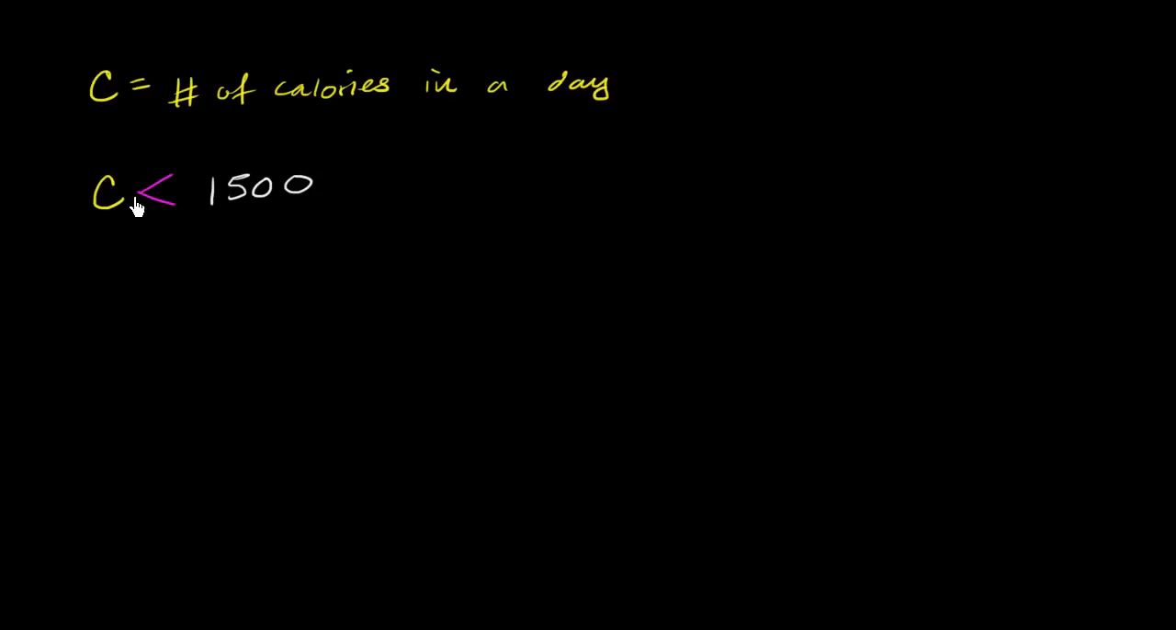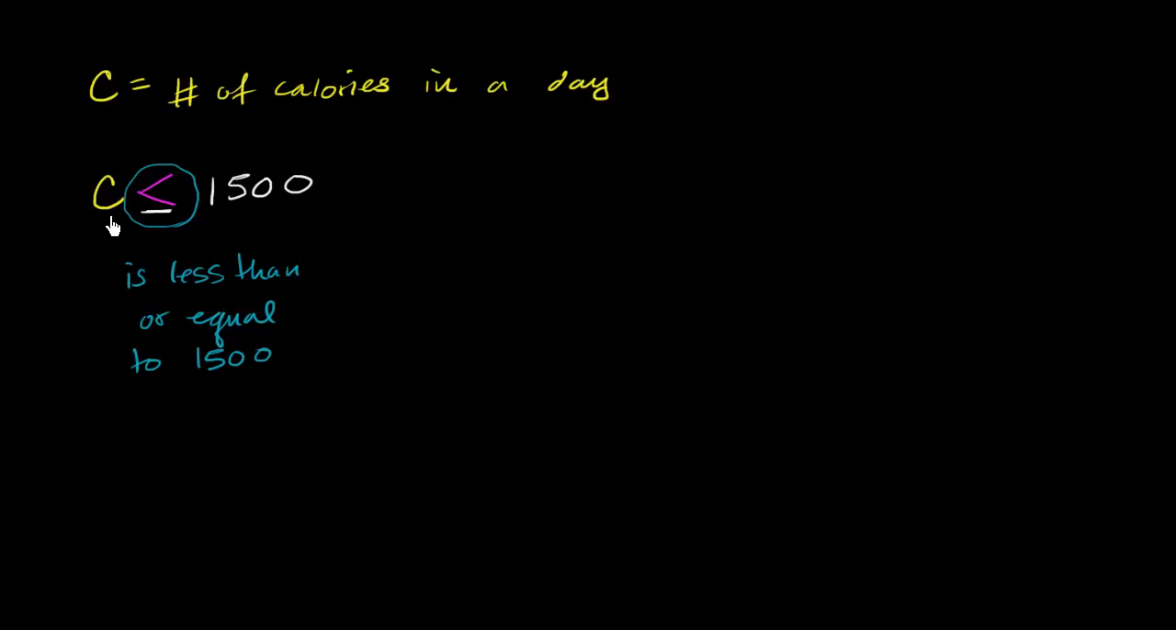Well, the way I would do that is to throw this little line under the less than sign. Now, this is not just less than. This is less than or equal to. So this symbol right over here is saying that C is less than or equal to 1,500 calories. So now 1,500 would be a completely legitimate C, a completely legitimate number of calories to have in a day.